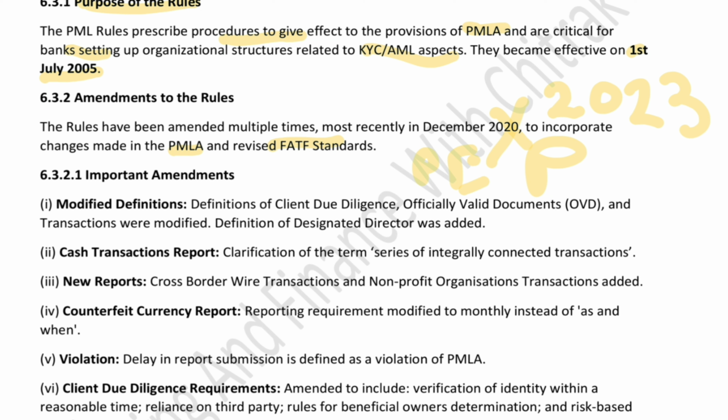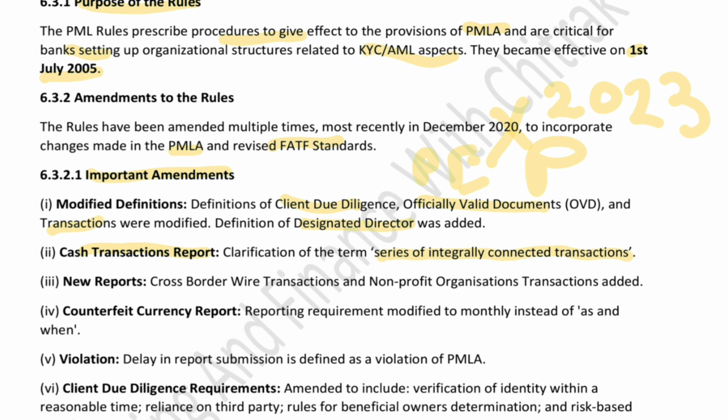Now, we'll look into some important amendments made in the PMLR. So, basically, first, some modified definitions were made. Definitions for client due diligence, officially valid documents, and transactions were modified. Also, the definition of designated director was added in the PMLR. Next, about cash transaction reports, there was a clarification of the term series of integrally connected transactions.